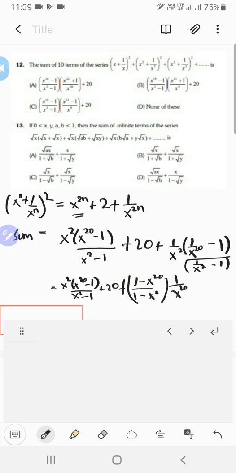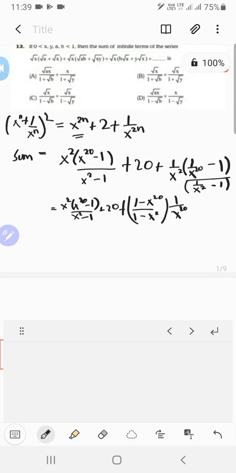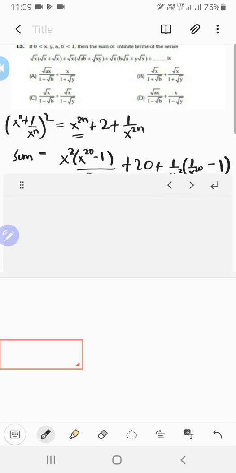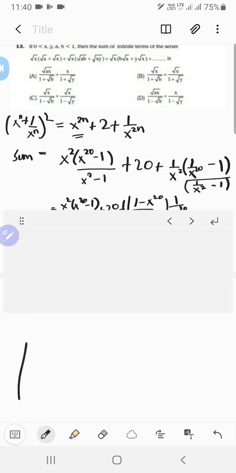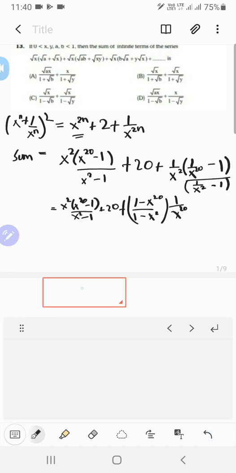So now let's simplify it further. You can see that this 1 minus x^20 over 1 minus x squared is the same as saying x^20 minus 1 over x squared minus 1. You just multiply the numerator and denominator by negative 1. It still keeps the expression completely the same.